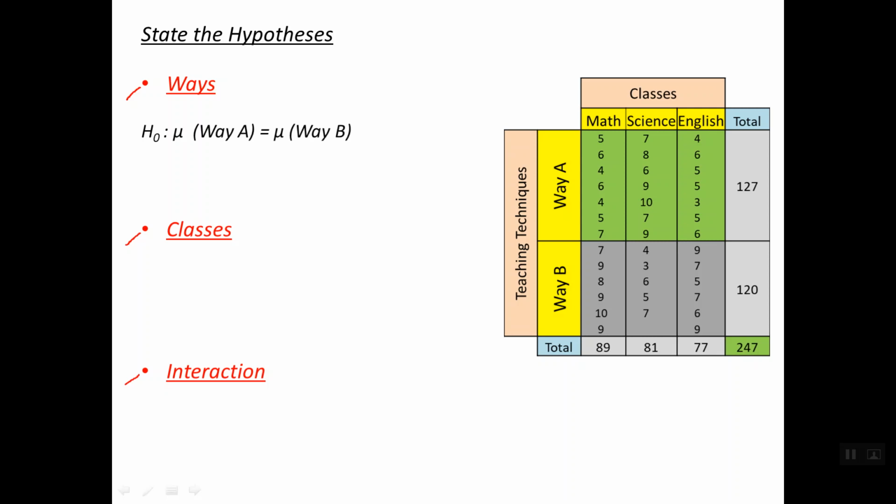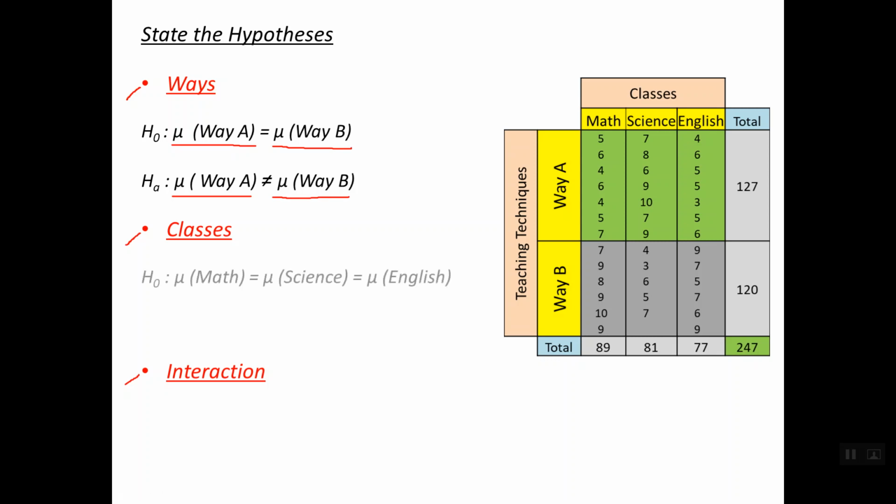For the ways, we have the null hypothesis, which states that the achievement or the score by using way A is the same as the achievement or the score for way B. For the alternative hypothesis for this factor, H alternative states that the average of the scores for the students using way A is not the same as the average for the students using way B.